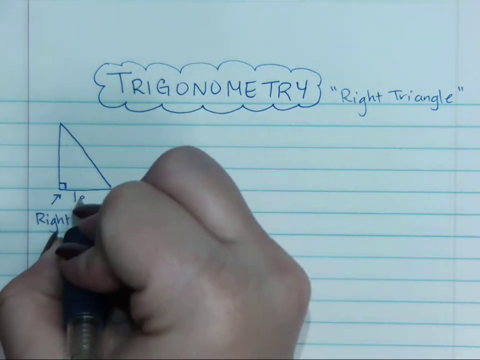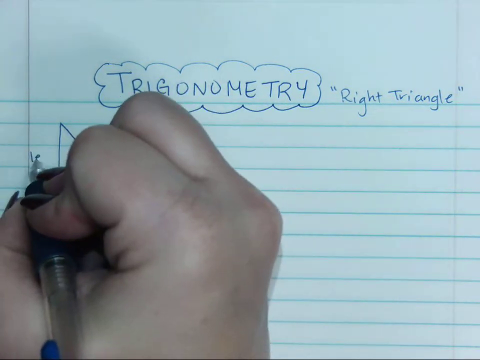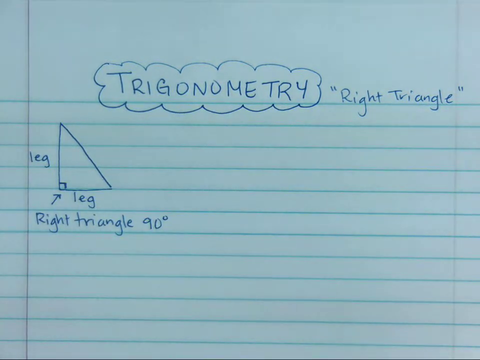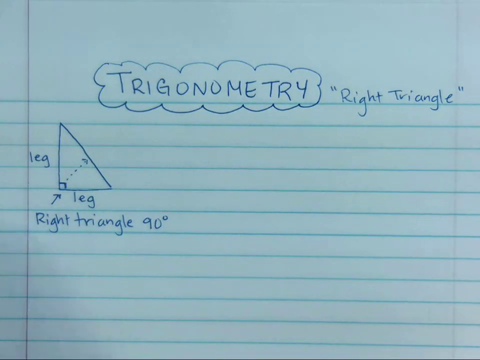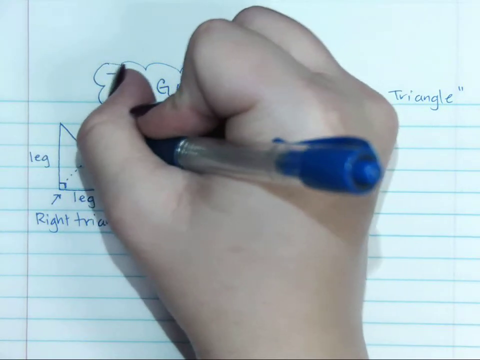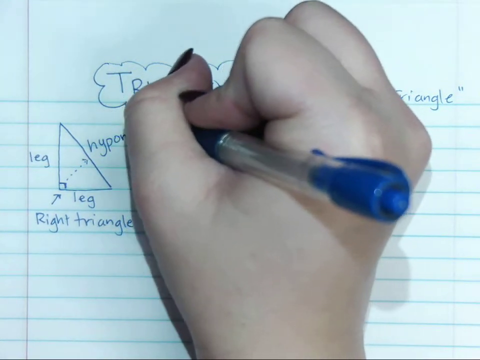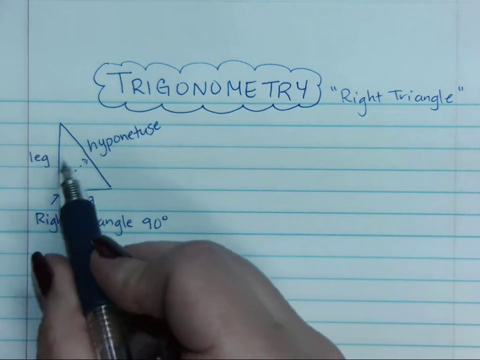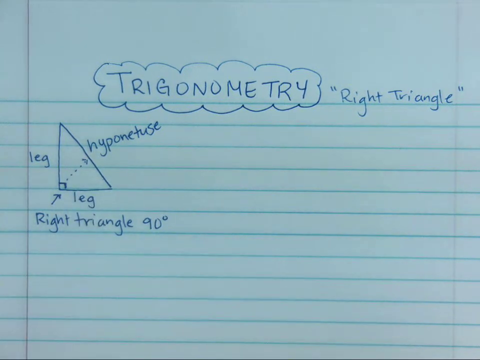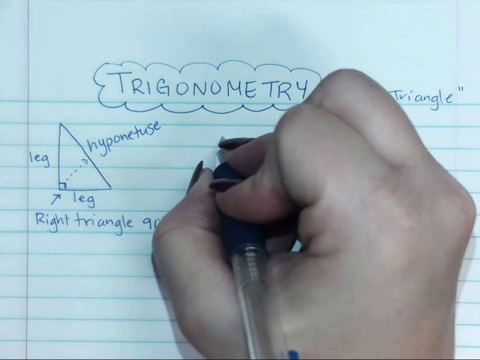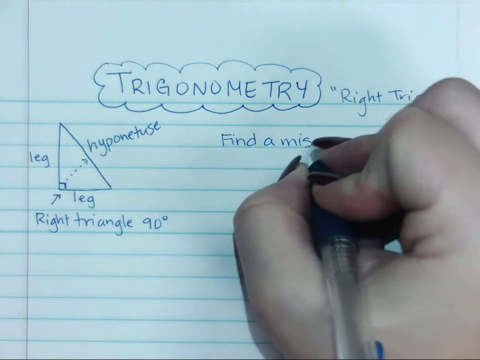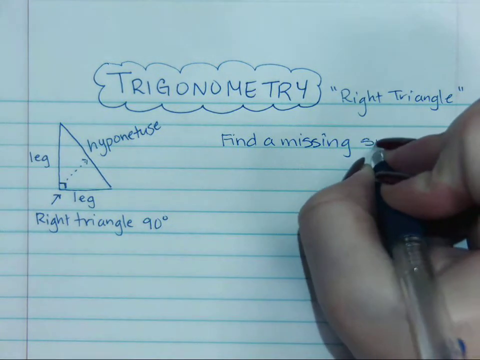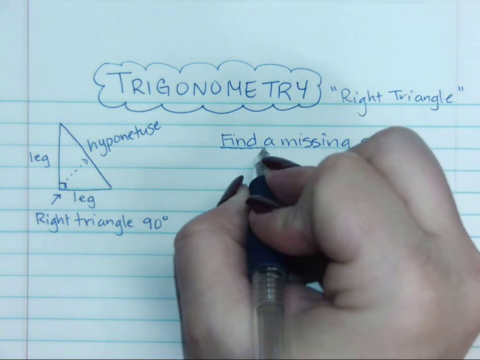Now the two sides of the triangle that connect to form the right angle are called the legs, and the longest side, which is opposite of the right angle, is always called the hypotenuse. And that's important so that way we know no matter which way we orient the triangle, we know which sides are which. So today what we want to focus on are a few key items. The first one is, what do I need to do if I want to find a missing side? And when we're trying to find a missing side of a right triangle, we've got two different options.